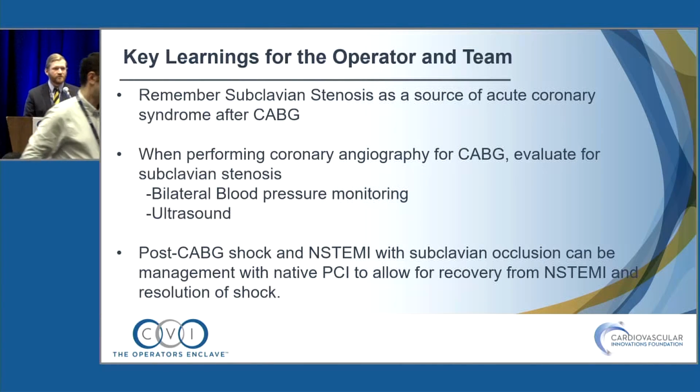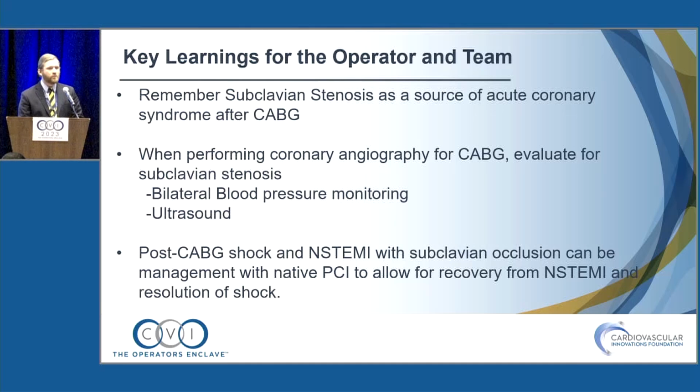So key learning points for the operator and the team at this point is remembering subclavian stenosis, in this case steal, as a cause of ACS after CABG. So the incidence is about 0.6 to 6.2%. That goes up precipitously to about 11% if you have both coronary artery disease as well as peripheral artery disease in folks undergoing CABG. The next thing to remember is screening for subclavian stenosis prior. Unfortunately, we weren't able to. He was on nitroglycerin, had refractory chest pain at that time, so he was taken urgently.